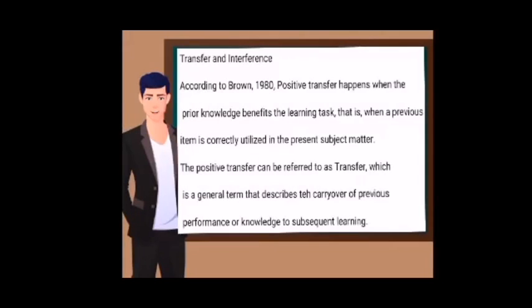Okay, so transfer and interference. These two terms are somewhat related to each other, but they are the complete opposite, because transfer is the positive one and interference is the negative one. According to Brown, 1980, positive transfer happens when prior knowledge benefits the learning task, that is, when a previous item is correctly utilized in the present subject matter. Transfer is a general term that describes the carryover of previous performance or knowledge to subsequent learning.